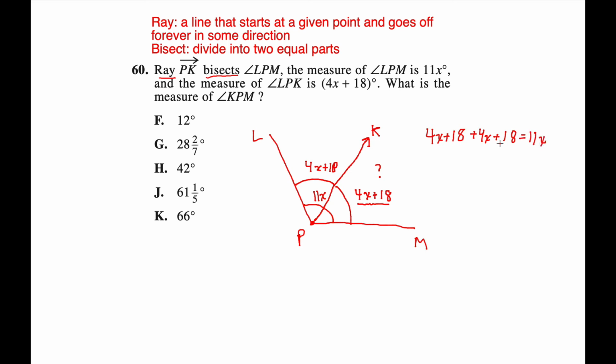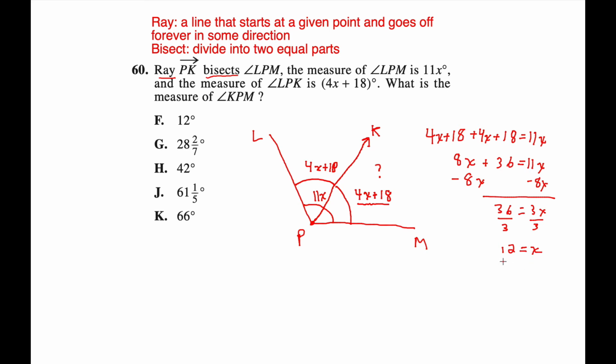And now we can go ahead and combine like terms here and solve this equation for x. So 4x plus 4x is 8x, and then 18 plus 18 is 36, and then we have 11x on the other side. And then subtracting 8x on both sides, we get that 36 is equal to 3x. Dividing both sides by 3, we get that 12 is equal to x.